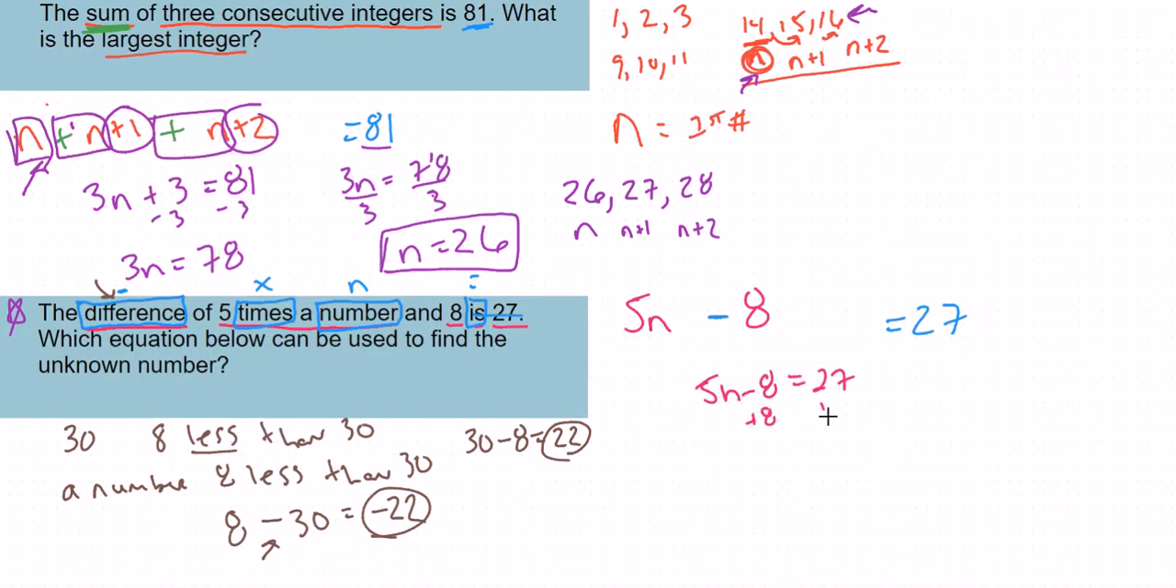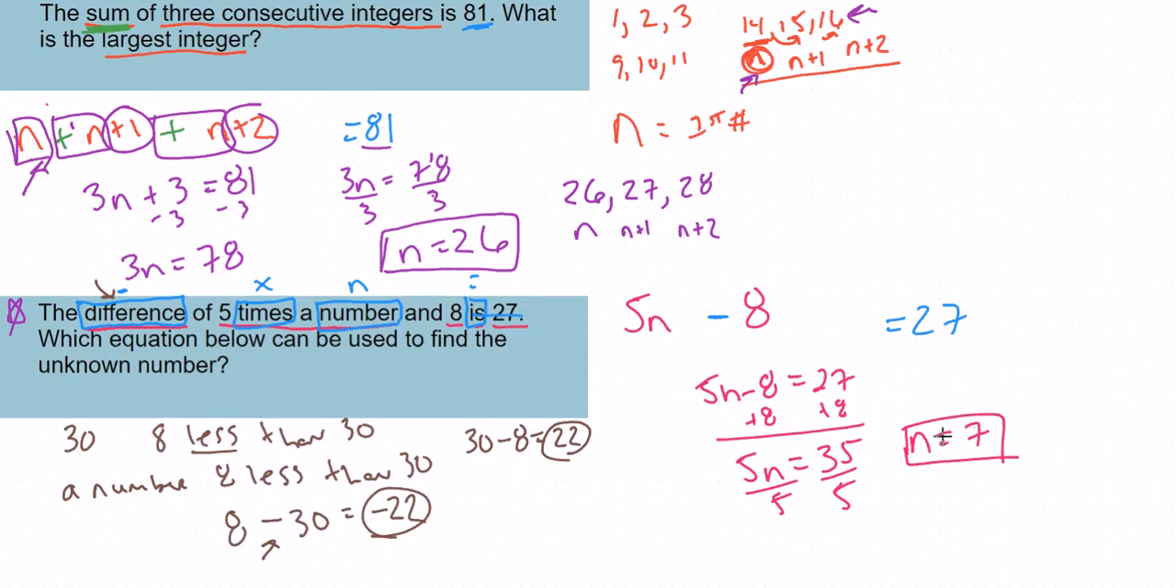So we're going to add 8. We get 5n equals 35. Divide by 5. Divide by 5. N equals 7. So the difference between 5 times a number and 8 is 7. So that seems to make sense. It's not a negative number.